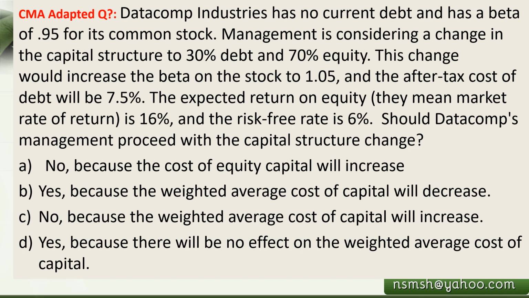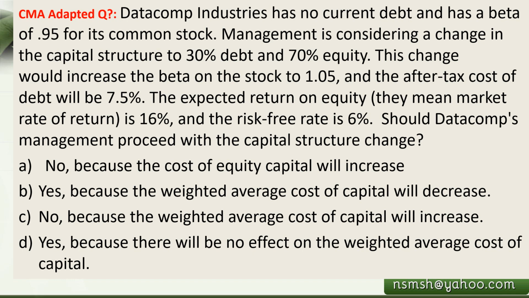Datacom Industries has no current debt and has a beta of 0.95 for its common stock. Management is considering a change in the capital structure to 30% debt and 70% equity. Whatever it was earlier, now they want to change to 30% debt and 70% equity. If you add, the total becomes 100. This change would increase the beta on the stock to 1.05, instead of 0.95.